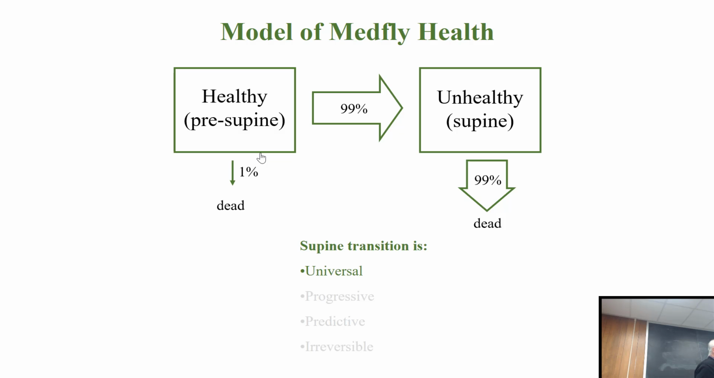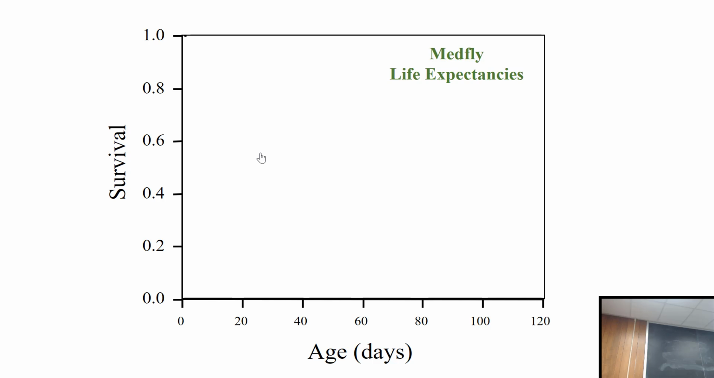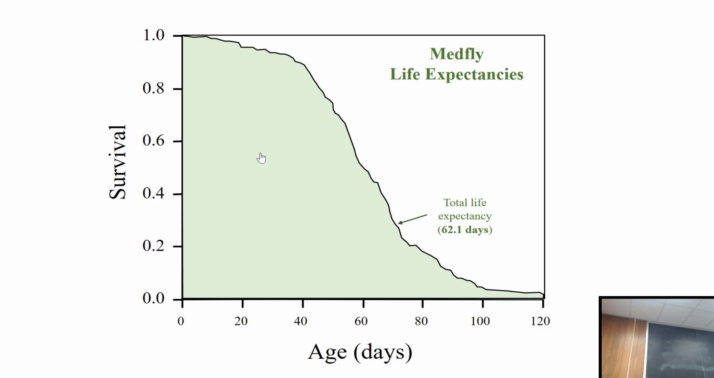We only had 1% pre-supine that died. Most of them ended up displaying some level of that. And so basically it's universal, it's progressive, so it gets worse, and it's predictive, so you can say, well, 2 weeks, give or take, they're dead, and it's irreversible. We didn't see any recover.